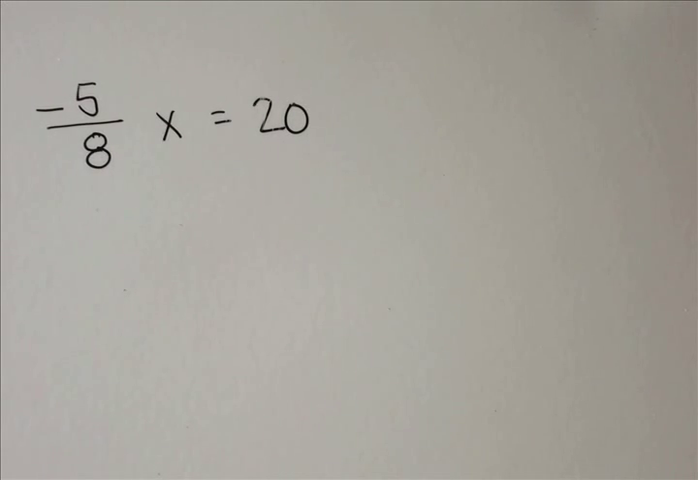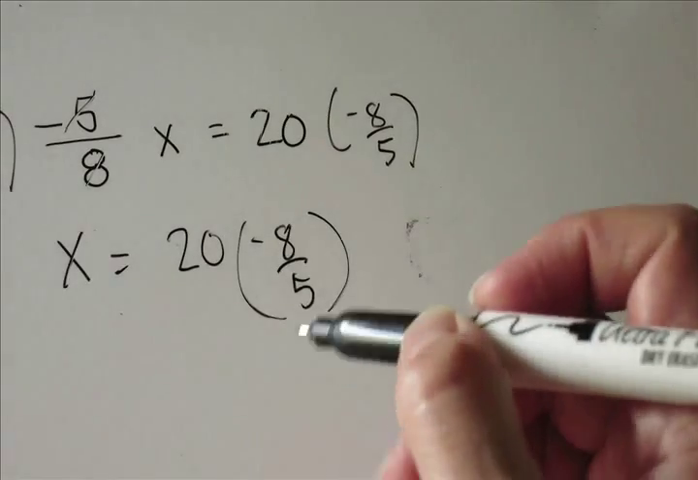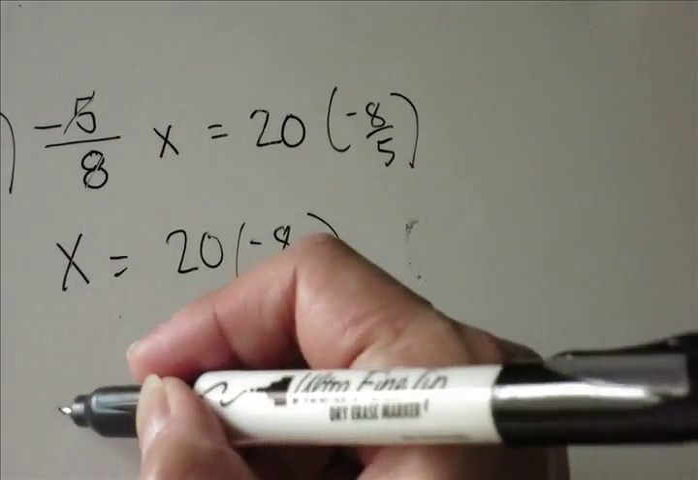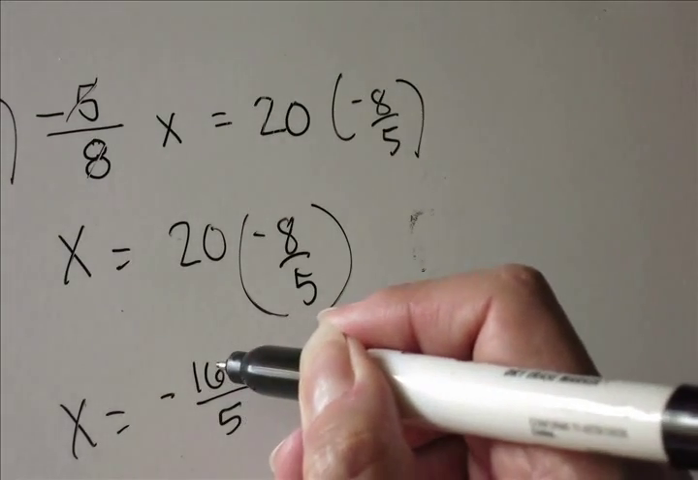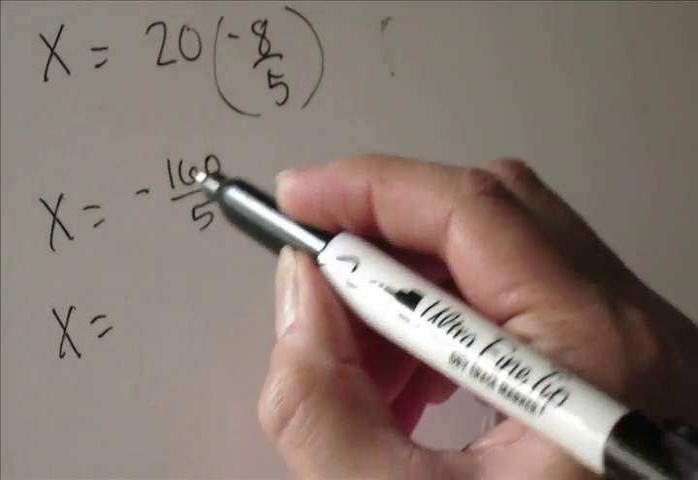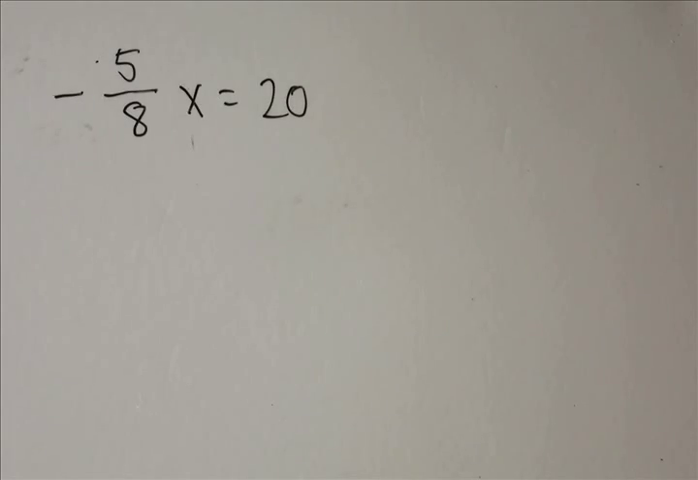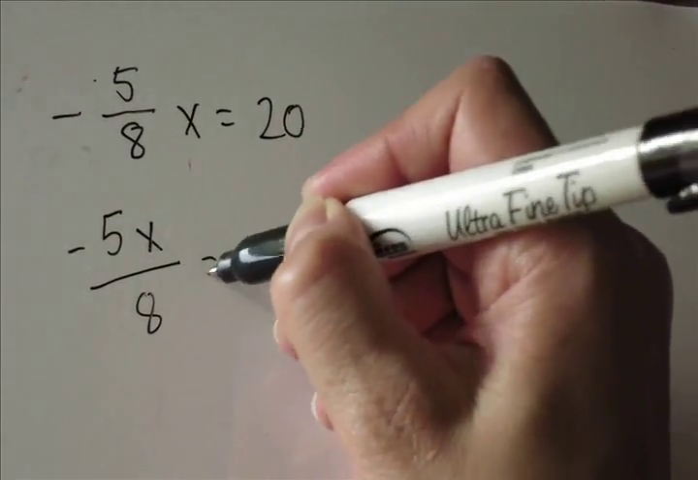Problem 23, negative 5 over 8x equals 20. Again, two ways to go about solving this. Take a negative 8/5 on each side. 20 times 8 is 160 over 5, so you'd have x equals negative 160 over 5. 5 will go into 160, so reducing that down. Negative 160 divided by 5 equals negative 32.